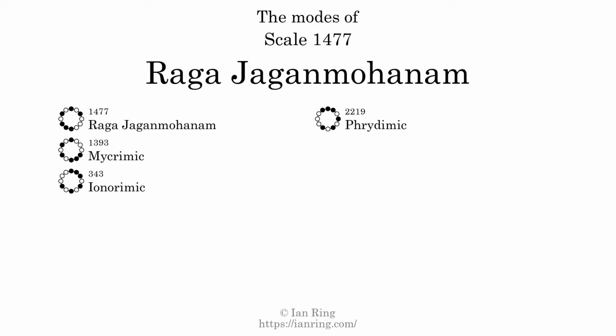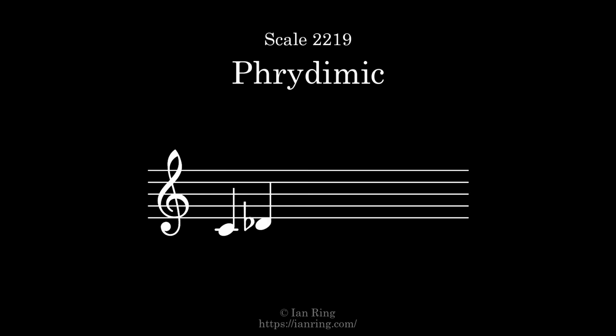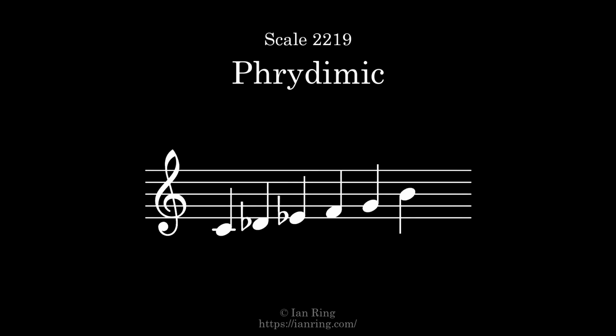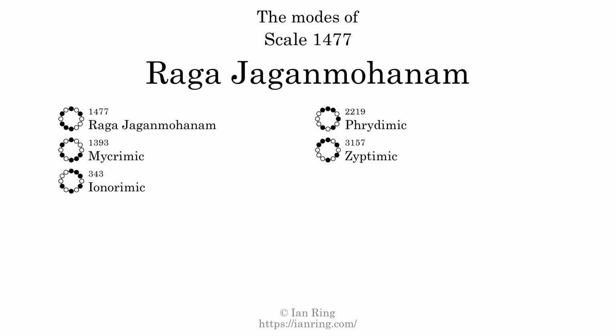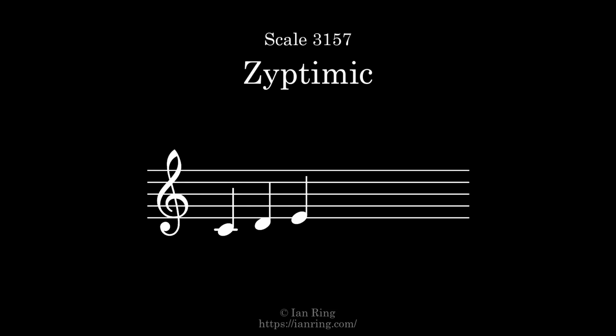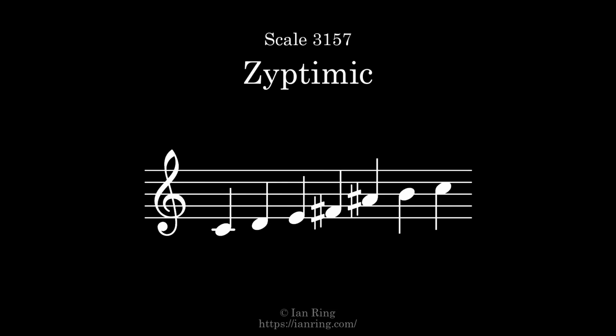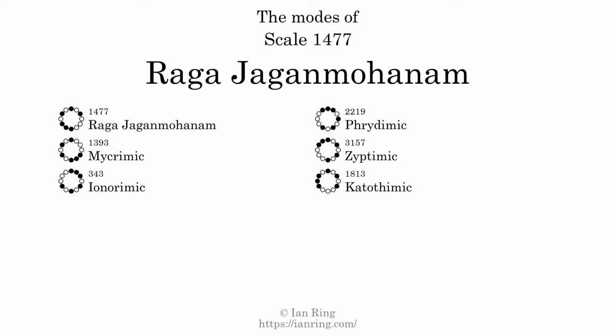The fourth mode is scale 2219, also known as phredimic. It sounds like this. The fifth mode is scale 3157, also known as zyptimic. It sounds like this. The sixth and last mode is scale 1813, also known as catathymic. It sounds like this.